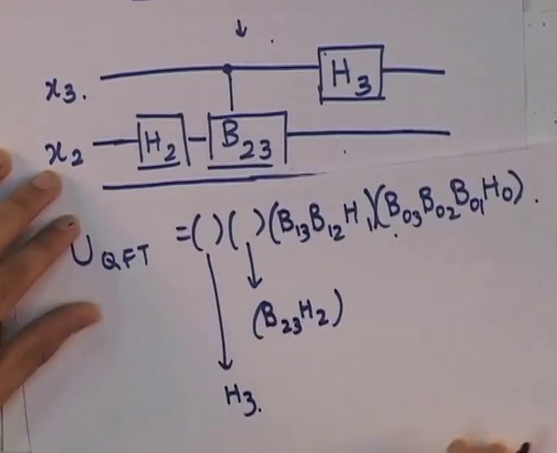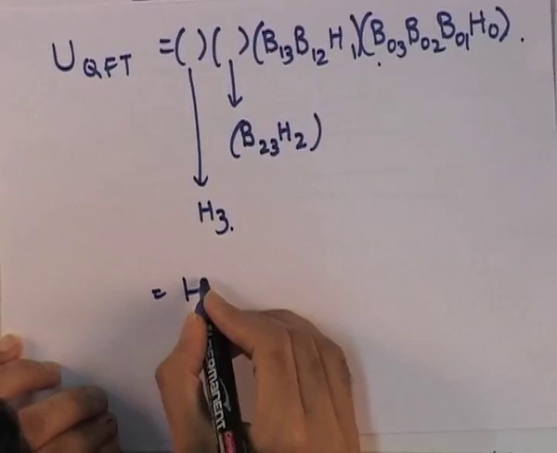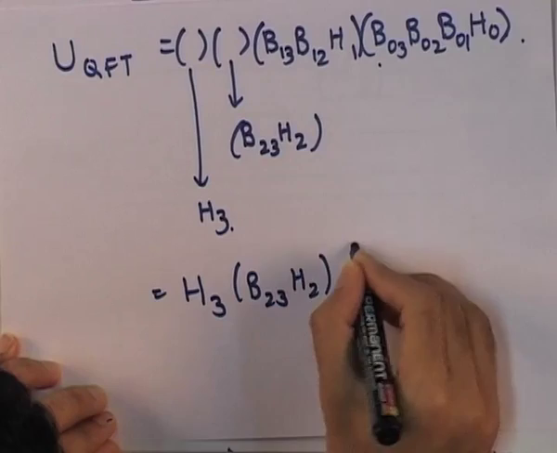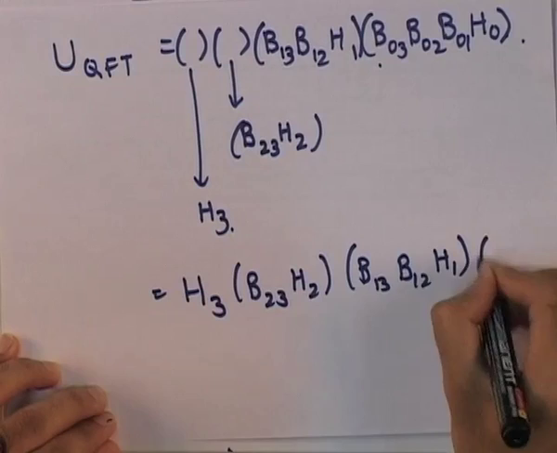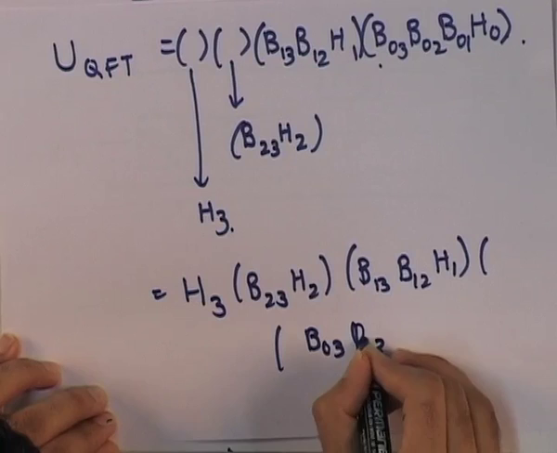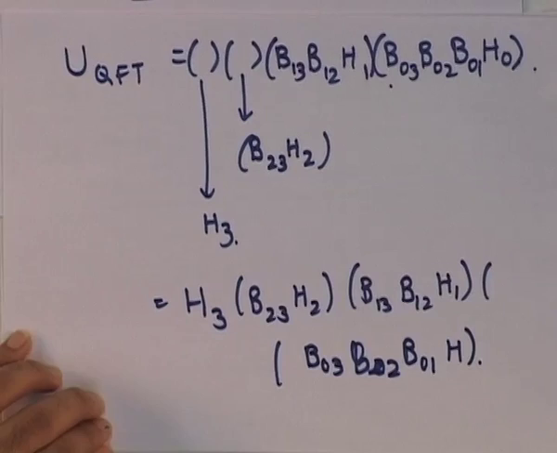So what we have is H3 multiplied by B23, H2 multiplied by B13, B12, H1, multiplied by B03, B02, B01, H0. Now this is the same as option B in the question.